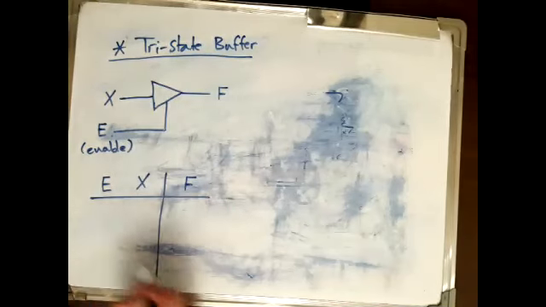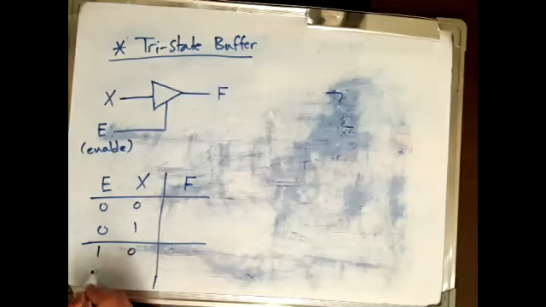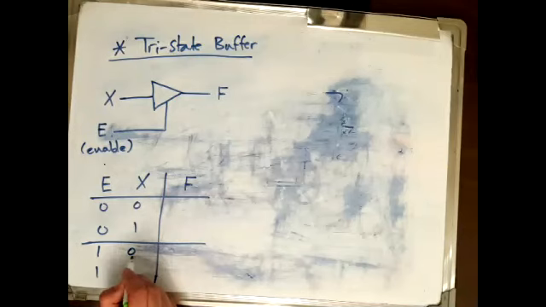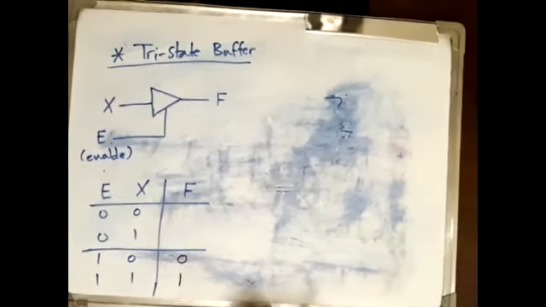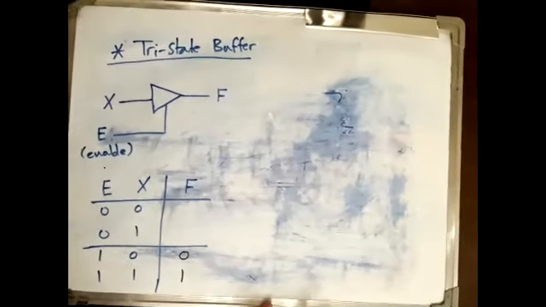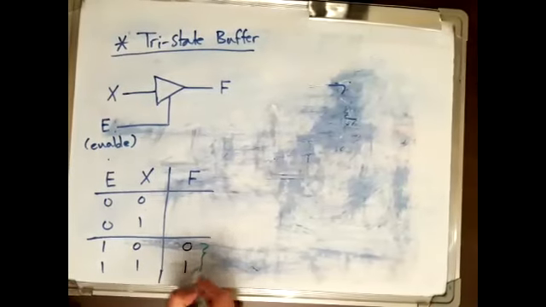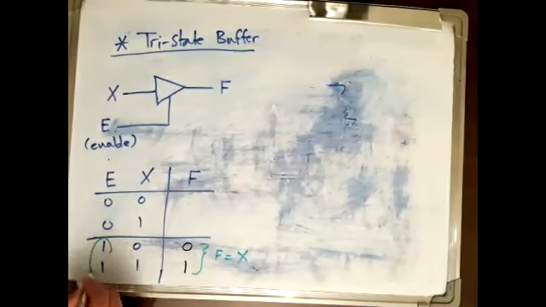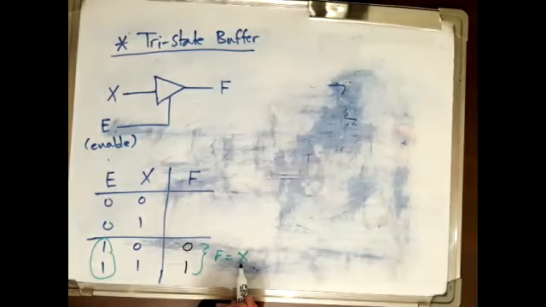Now, given this diagram, this circuit is very simple. Basically we have four input combinations. When the E input is one, then F is the same as X. So if X is zero, F is zero. If X is one, F is also one. So in this part of the table, F equals X. When the gate is enabled, in other words E is 1, then F is the same as X. Very simple.